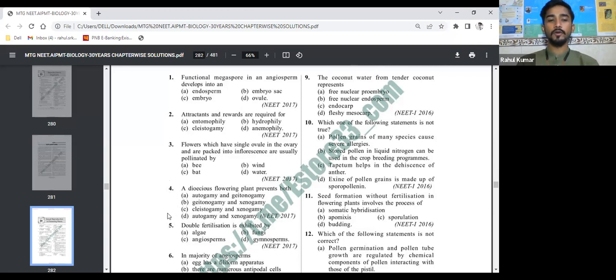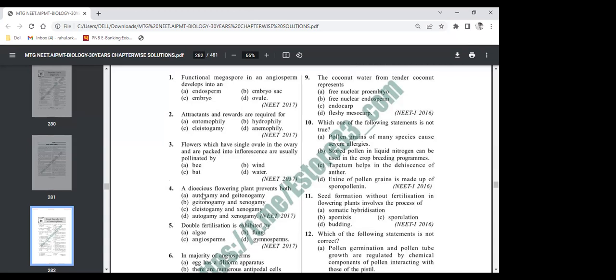Now, question 4. Aisha, question 4. A dioecious flowering plant prevents both: autogamy and heterogamy, heterogamy and xenogamy, geitonogamy and xenogamy, autogamy and geitonogamy. I guess option A. Yeah, I'm sure.